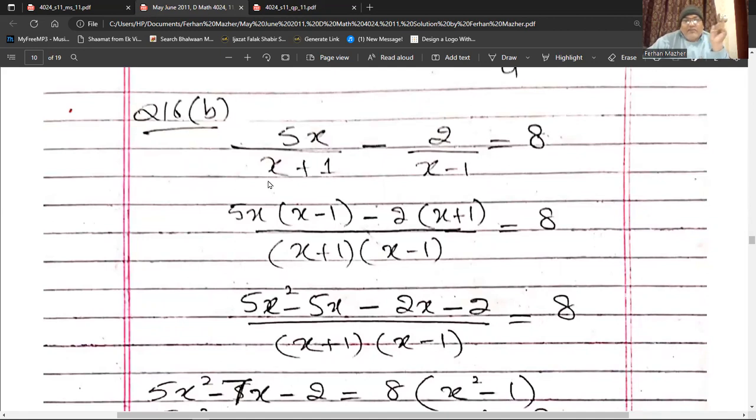So divide the LCM by this denominator. This will be cancelled, and x minus 1 will multiply with this numerator. Then divide the LCM by the other denominator. X minus 1 will be cancelled, and x plus 1 will multiply with this numerator. So you will have 5x bracket x minus 1 bracket close minus 2 bracket x plus 1 bracket close.